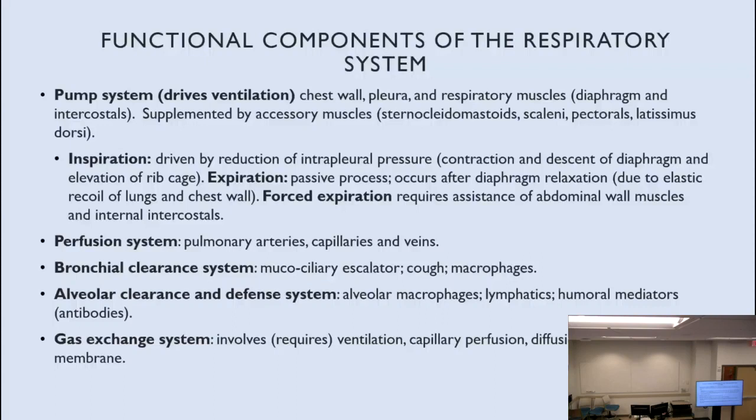So all that is the pump system. We are going to go over these details again. Then we have the perfusion system, all the pulmonary circulation: the capillaries, arteries, veins, capillaries. We have a bronchial clearance system, part of the defense of the lungs. We mentioned before the mucociliary escalator, cilia moving the mucus out of the lungs.